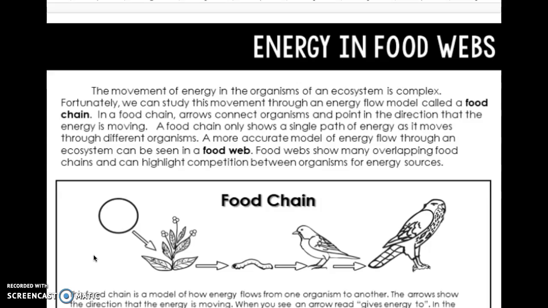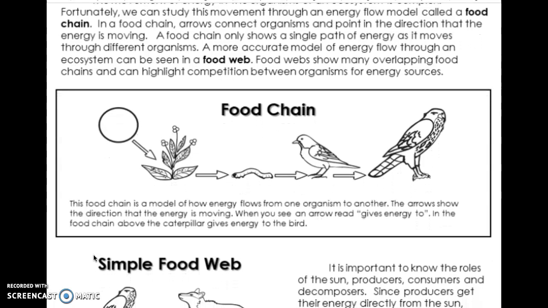A more accurate model of energy flow through an ecosystem can be seen in a food web. Food webs show many overlapping food chains and can highlight competition between organisms for energy sources. In the picture, it says, this food chain is a model of how energy flows from one organism to another. The arrows show the direction that the energy is moving. When you see an arrow, read it as "gives energy to." In the food chain above, the caterpillar gives energy to the bird.